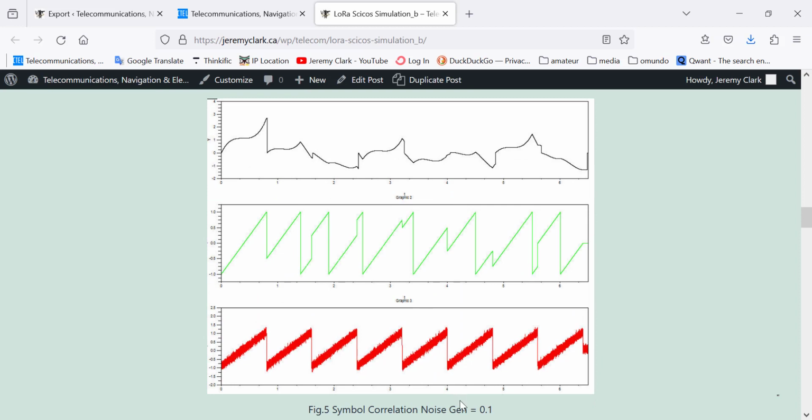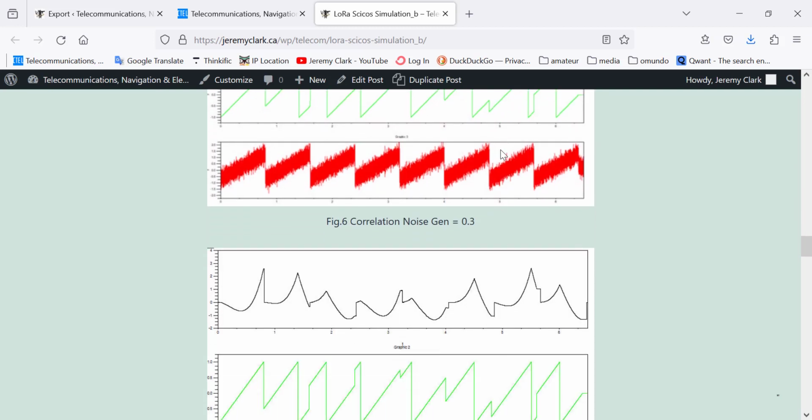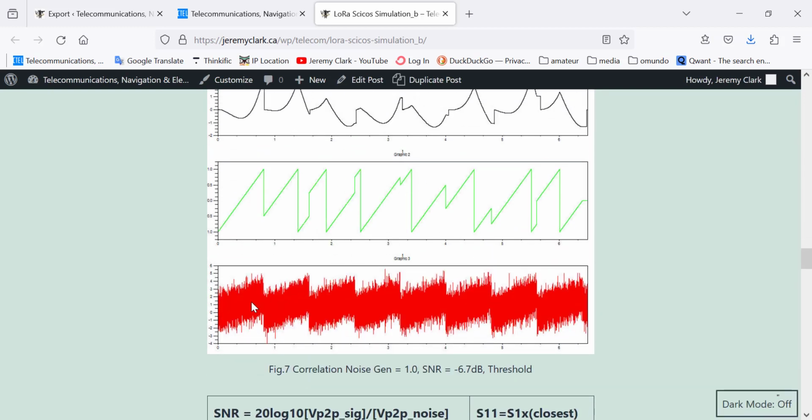Here I'm adding a bit of noise. We'll see in a minute how we do that. That's a noise generator set to 0.1. And again, you can see that symbol 1 compared with itself is much greater than anything else. And then finally, what I do is I add a lot of noise. And this is a threshold. So here the noise generator is set to 1. The signal-to-noise ratio, I'm just taking a visual signal-to-noise ratio. It's not very accurate, but just to give me an idea, it's around minus 7 dB.